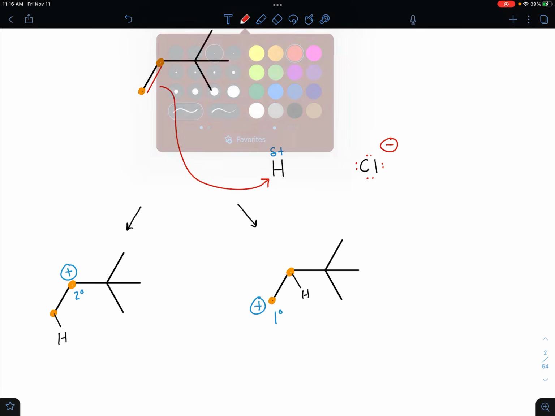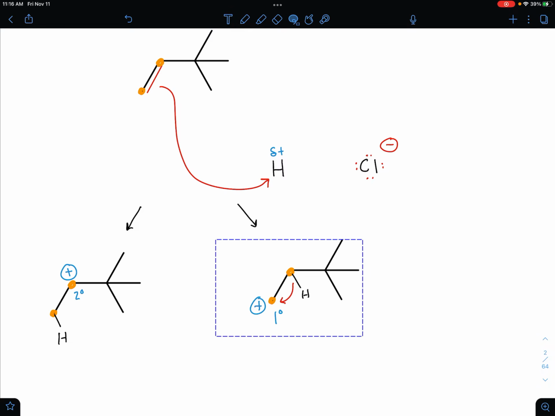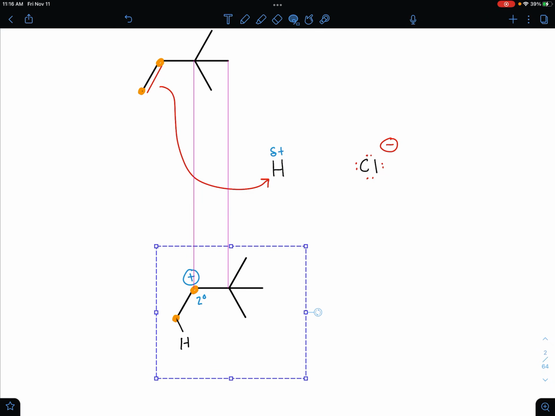And in fact, even if this other product tried to form, you would immediately have a carbocation rearrangement, and it would just leave you with this other product. So effectively, the only product you get is this more substituted product.